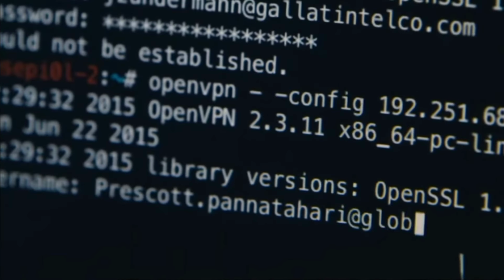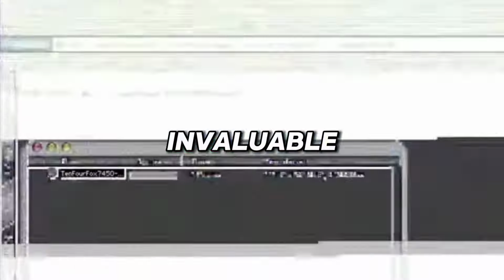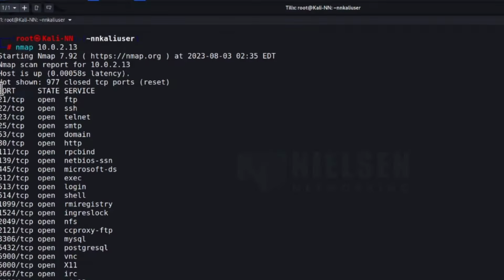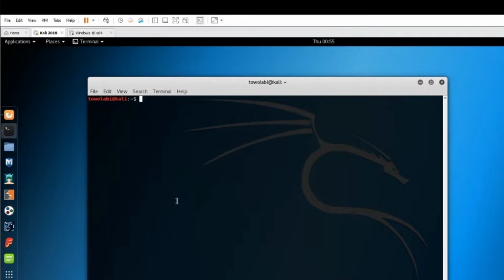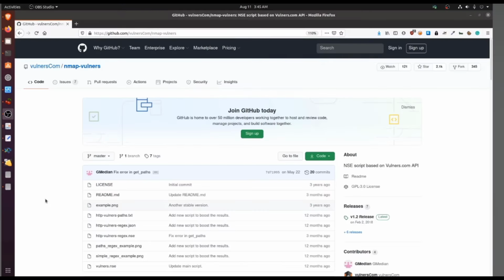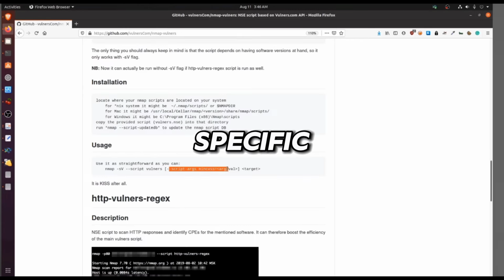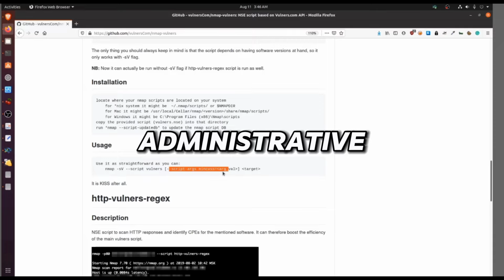software versions in use. This makes it invaluable for both ethical hackers and network administrators, providing essential insights into network infrastructure. Moreover, Nmap's versatility and robust scripting capabilities allow users to customize scans for specific tasks, enhancing its utility in various security and administrative contexts.